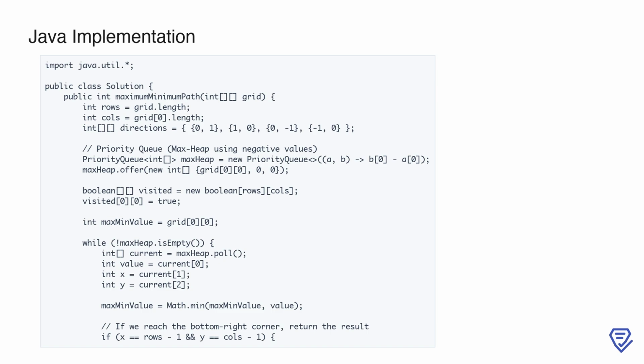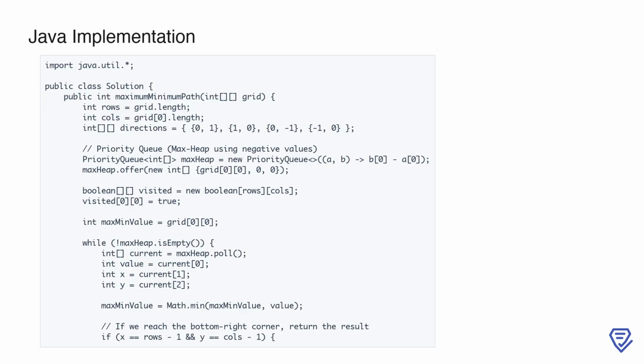The priority queue initially contains the starting cell at the top left corner, represented by its value, row, and column indices. Next, we create a Boolean matrix visited to track which cells have already been processed and mark the starting cell as visited. We also initialize maxMinValue to the value of the starting cell, as this will keep track of the smallest value encountered along the path.